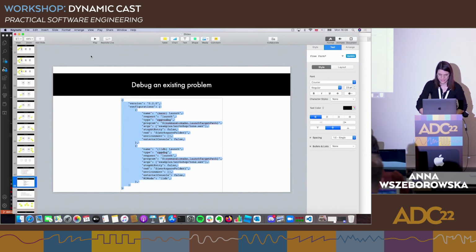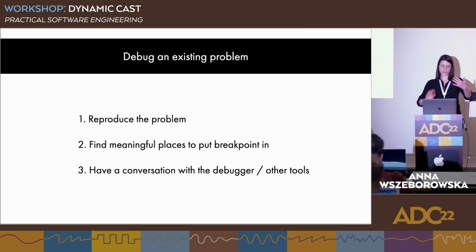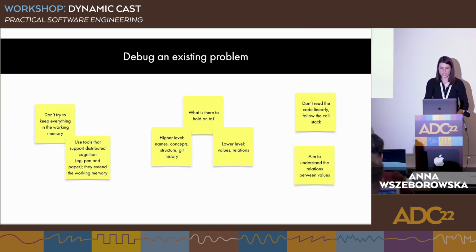And to summarize, always remember you're in a conversation with a debugger. It's a tool that's supposed to help you, not just scare you. Let's not try to keep everything in working memory. Using pen and paper is a cognitive strategy called distributed cognition, which just means pen and paper extend our working memory, which is short term. We're not going to remember things. So there are these cognitive tools we can use and be aware of. No shaming in using these techniques.